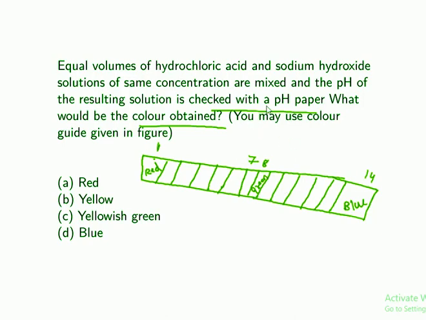Okay, this is the question. Here the figure is not mentioned, but in your paper you are going to get the figure also. Equal amounts of hydrochloric acid and sodium hydroxide solutions are mixed, and the pH of the resulting solution is checked with the pH paper. What would be the color? At pH value 1 we got red color, at pH value 8 we got green color, and at pH value 14 we got blue color. What would be the color obtained, they are asking. So the answer is yellowish green.